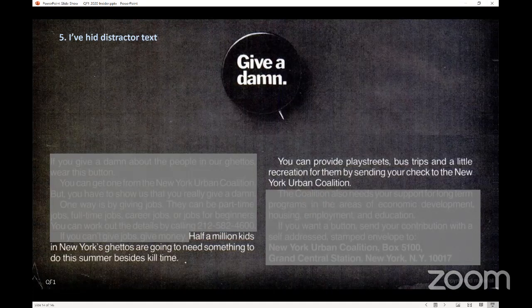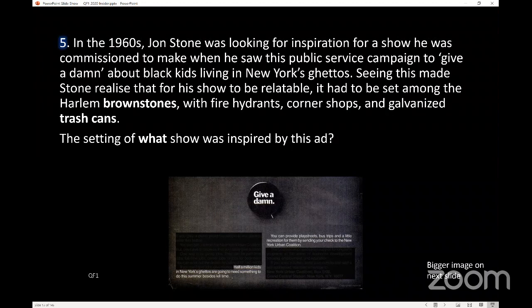So there's some text there, which is not very helpful, which is why I've put the translucent box over it. What you should look at is that a lot of kids in New York's ghettos are going to need something to do in summer. And you can provide play streets and bus trips and little recreation. And he saw this and then he thought of Harlem brownstones and fire hydrants and corner shops and galvanized trash cans. So think of what show that first premiered in the late 1960s has Harlem brownstones, fire hydrants and all of that, so that black kids will be able to relate to it. If you want a hint, the show is still going on.